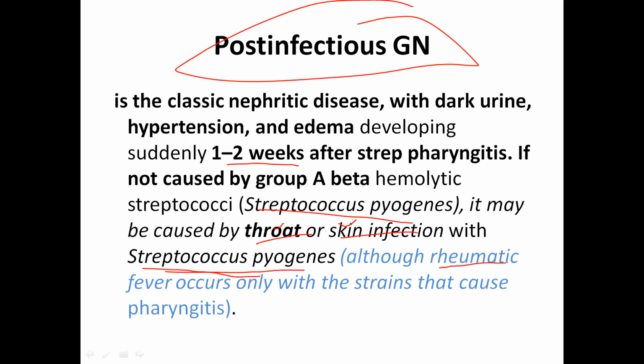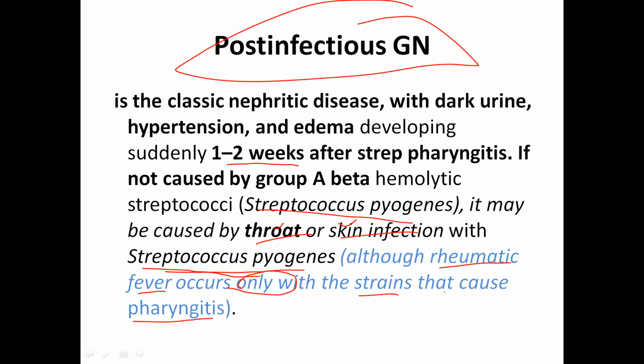Also, rheumatic fever, please, this is a very important slide, be focused. Rheumatic fever occurs only with the strain that causes strep pharyngitis. So in short, the strains that cause skin infection or impetigo and throat infection or pharyngitis can cause glomerulonephritis, but those strains that cause throat infection only can cause acute rheumatic fever.